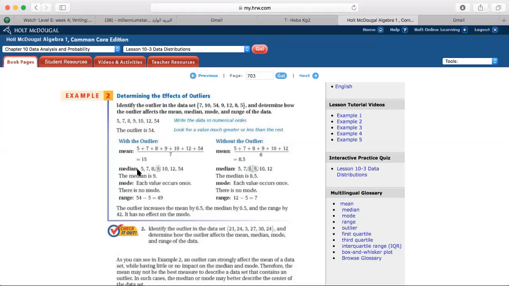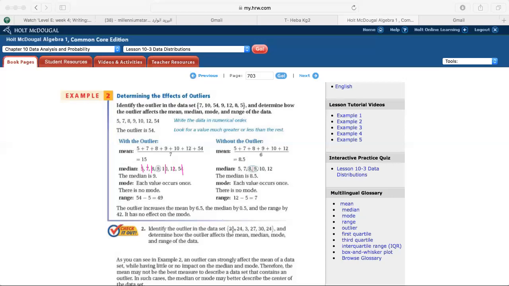The median. Cross out 1 from here, 1 from here, 1 from here, 1 from here, 1 from here, and 1 from here. So left is 9. So the median is 9. The mode. Do you find any number that is repeated or occurs a lot? 5, 7, 8, 9, 10, 12, 54. No, each value occurs once. So there is no mode. Range: difference between the greatest and the least. The greatest is 54 and the least is 5. So 54 minus 5 is 49.